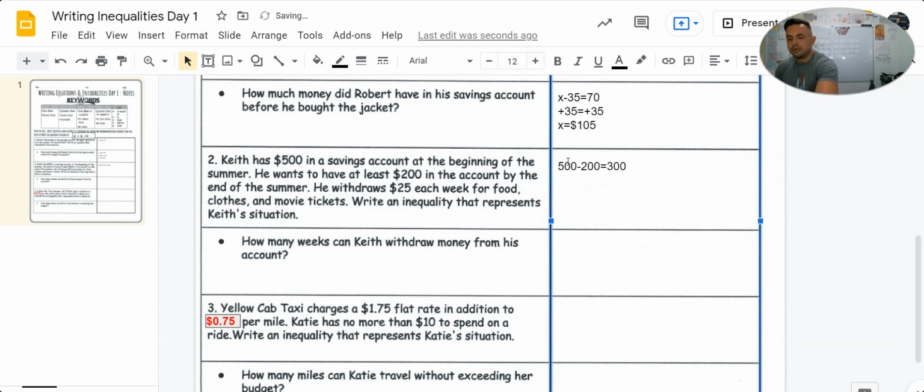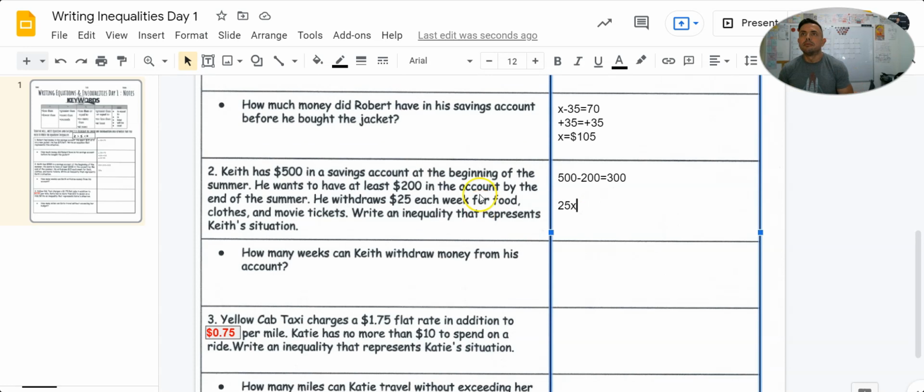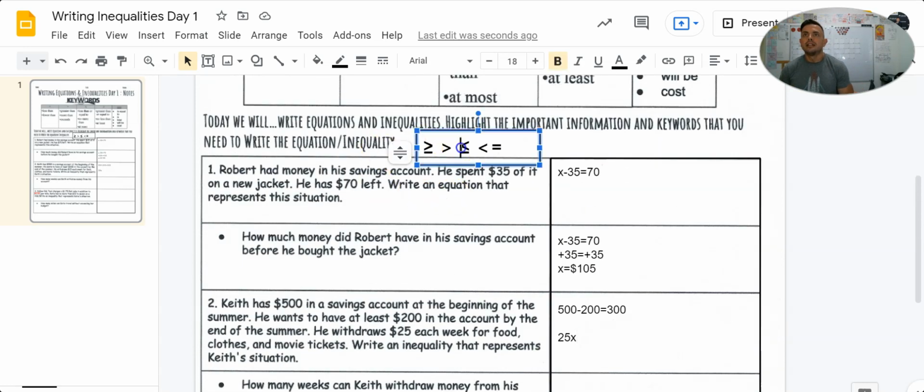What we also know is that he's going to be spending or withdrawing $25 a week for food and all his fun. Write an inequality that represents this situation. So here's how we'll begin our inequality. We know that he's spending $25 for x number of weeks, because they don't tell us exactly how many weeks, but $25 a week, and he has to have spent no more than $300 by the end of this entire experience. So the symbol we're going to use for that would be less than or equal to.